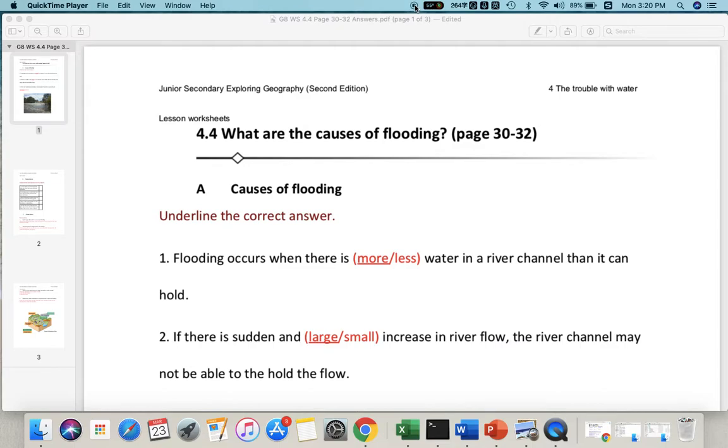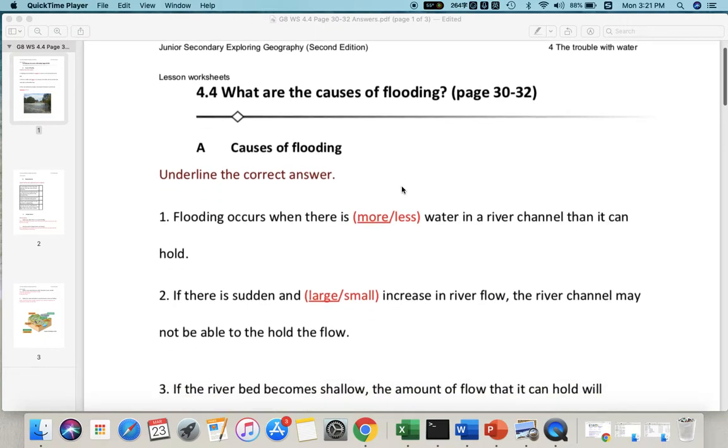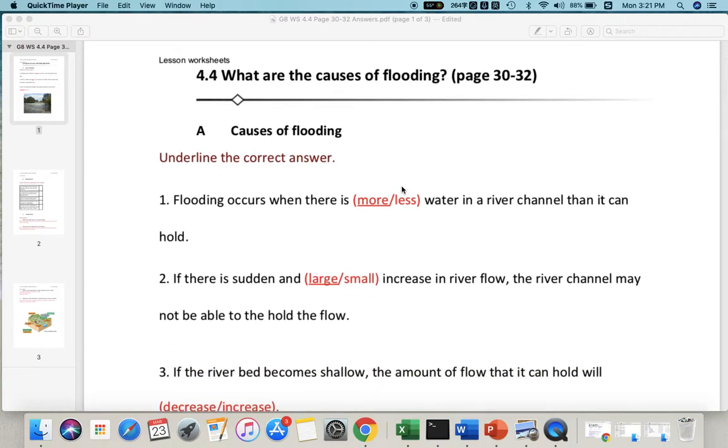Hello, students. For your homework that you have done for the last week, which is regarding the book page 30 to 32 of the worksheet. So here I'm gonna explain the answer for the worksheet for you, and it can also serve as a quick revision and reminder for the key points of these few pages. So first of all, let's see on page 30 about the causes of the flooding.